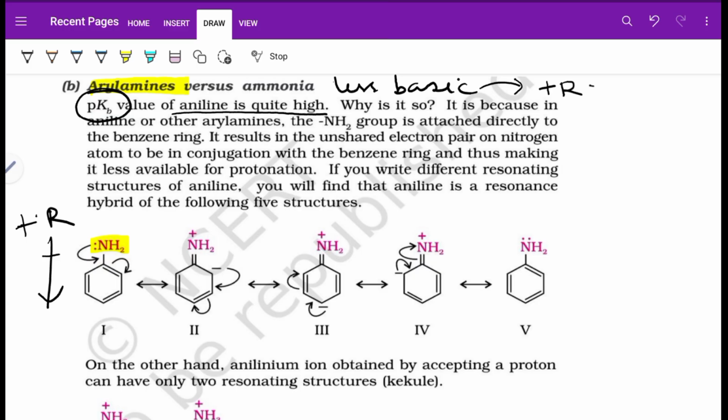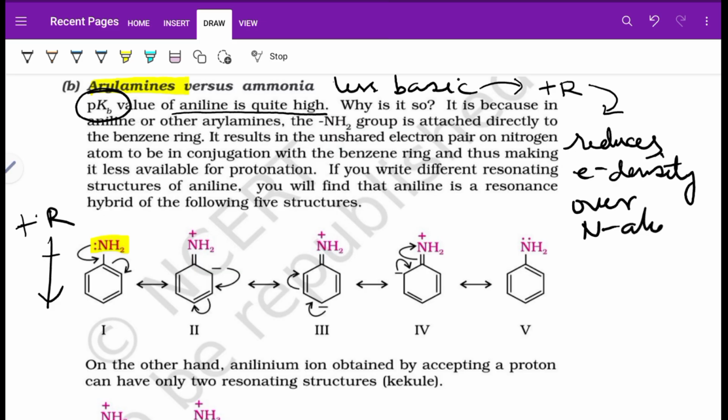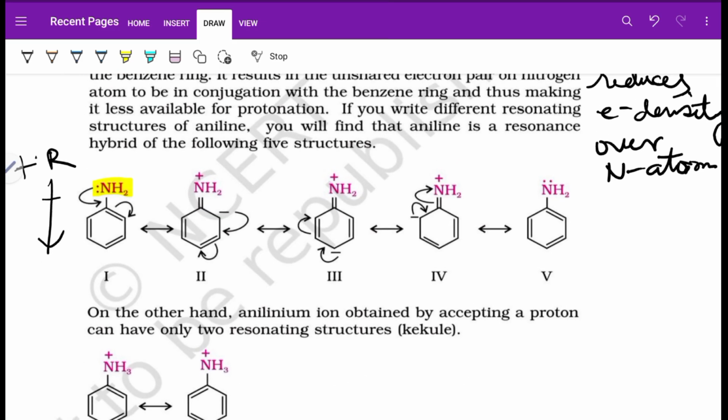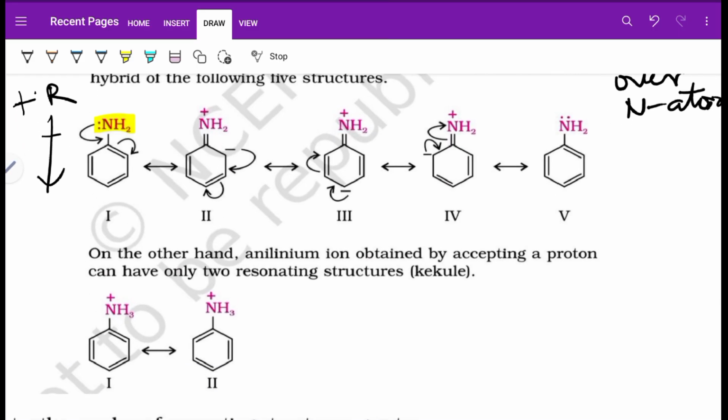Because of the plus R effect that reduces or decreases the electron density over the nitrogen atom in aniline, it results in a decrease in the basic nature. But that doesn't mean that aniline will not get protonated. Aniline gets protonated, but maybe the lone pair is less available for protonation.